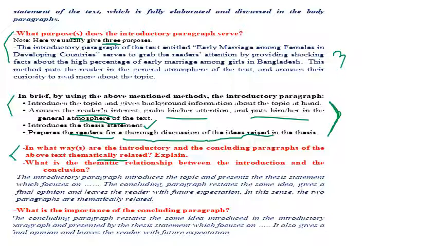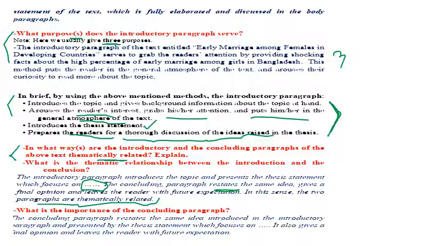So the introductory paragraph introduces the topic and presents the thesis statement, which focuses on, you tell me. The concluding paragraph restates the same idea, gives a final opinion, and leaves the reader with a future expectation. In this sense, the two paragraphs are thematically related. So the author is just repeating the same idea, restating the same main idea he or she introduced in the beginning of the paragraph or in the introduction.